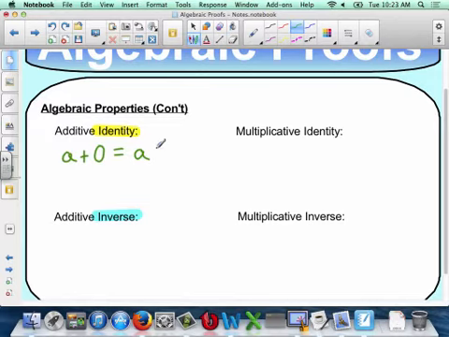The inverse, think about a classic way of solving an equation. How do you cancel out a term?